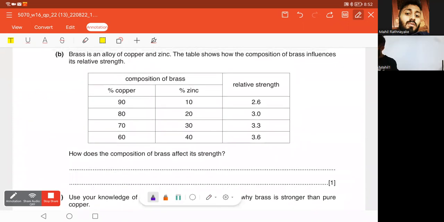How does the composition of brass affect its strength? Lama, tell me. When copper percentage decreases and zinc percentage increases, the strength increases. Right? Or you can simply write, when the zinc percentage increases, the strength of the brass increases.